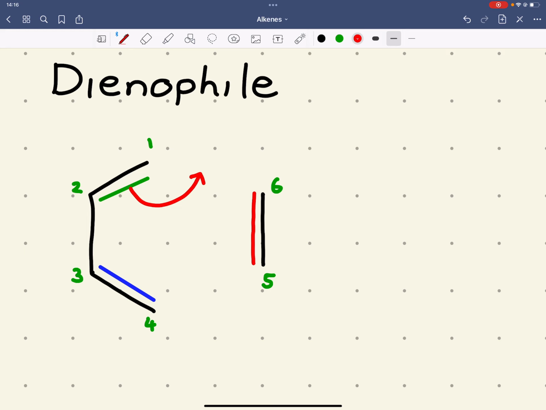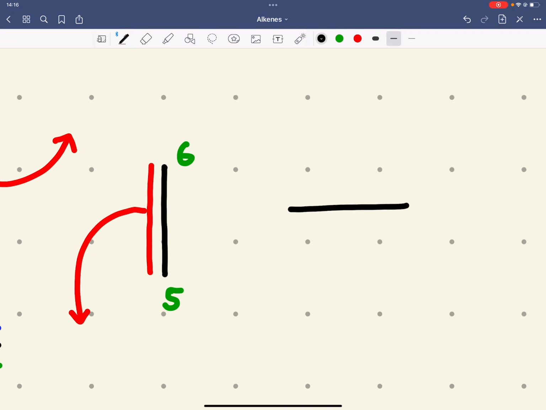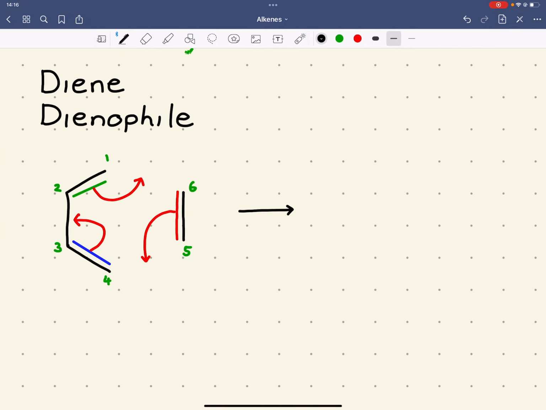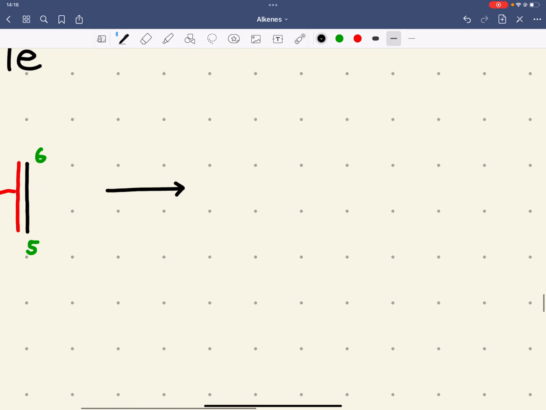So we get a new sigma bond there between carbons 1 and 6. The red pi bond between carbons 5 and 6 is going to move. That's going to form a new sigma bond, a new single bond between carbons 4 and 5. And the blue pi bond between carbons 3 and 4 is going to move and form a new pi bond between carbons 2 and 3, a new double bond. And the product is going to be a cyclohexene. These Diels-Alder reactions are always going to produce some form of either cyclohexene or something with a cyclohexene ring.